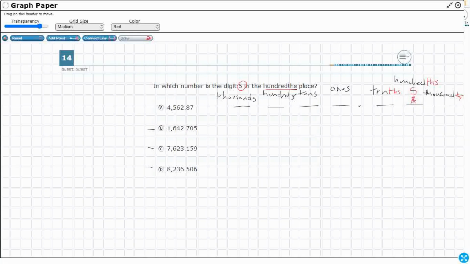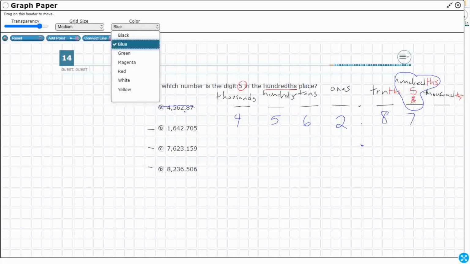So what I'm going to do is I'm going to just start writing my four answer selections. And this is the one I'm really looking for, this 5 in the hundredths place. And I'm going to start really with the decimal, right? So I'm going to write the four digits to the left of the decimal. And I'm just going to build it out from the decimal moving to the left. 2, 6, 5, 4, and then 8, 7. So 4,562 and 87 hundredths, looking for a 5 in the hundredths. Not going to work. Let's do the same thing underneath here.